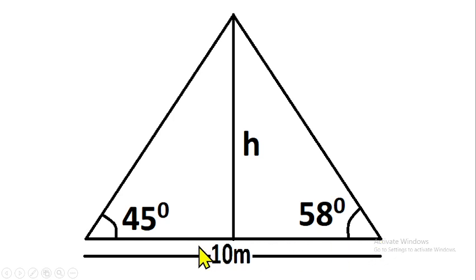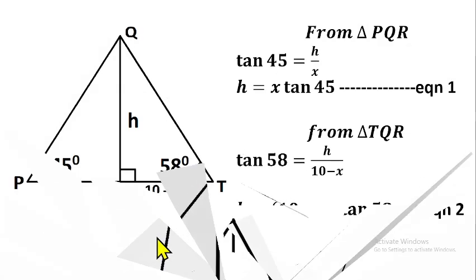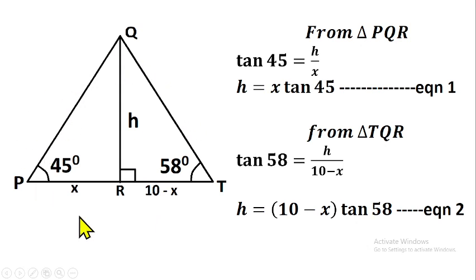I hope you understand that. If from here to here is x, then to get from here to here will be whatever we have from here to here, which is 10, minus from here to here, which is x. So technically, from here to here is x, and from here to here is 10 minus x. And that is what you are having in this diagram.